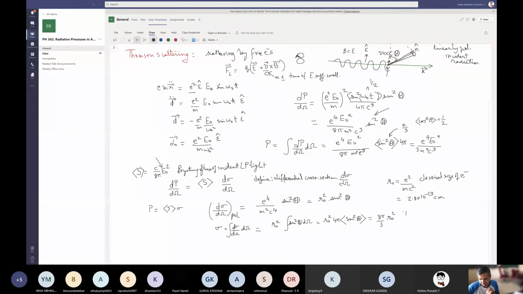This is your sigma total, integrating over all angles, and this is the Thomson scattering cross section. The other thing to note is that the scattering cross section is independent of frequency. Whether you have incident radiation at some large or small frequency, it's the same. Thomson scattering is independent of the frequency of the incident radiation. And if you plug in the value, this is about 6.7 times 10 to the minus 25 centimeters squared.